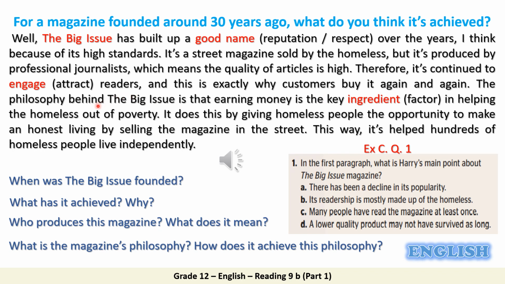The philosophy behind The Big Issue is that earning money is the key ingredient in helping the homeless out of poverty. It does this by giving homeless people the opportunity to make an honest living by selling the magazine in the street. This way, it's helped hundreds of homeless people live independently.